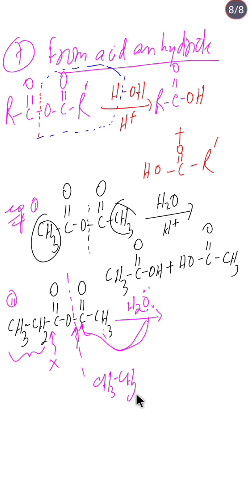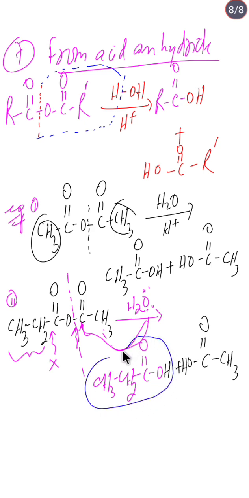CH3, CH2, C double bond O, OH plus CH3, C double bond O, OH. So we obtain two carboxylic acids here. This is propanoic acid and this is our ethanoic acid. We get a mixture of propanoic acid and ethanoic acid.